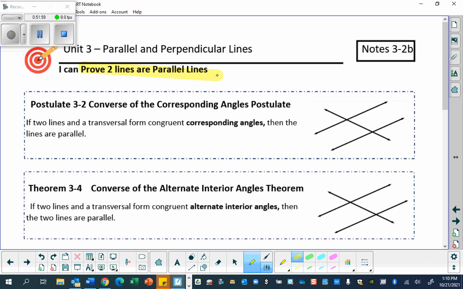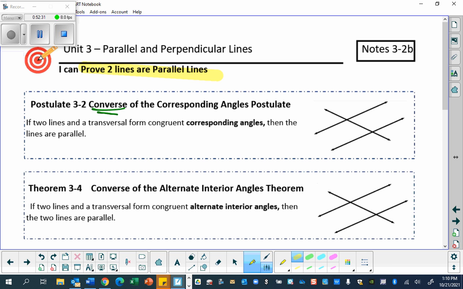So with the converse, because not all the converses of theorems are definitely guaranteed to be true, like our definitions. If the converse of a theorem is true, we're going to take the time to talk about it separately and make sure we know that that converse is the reverse of our P and Q. So in the last lesson we had, if the lines are parallel, then all these cool relationships are true.